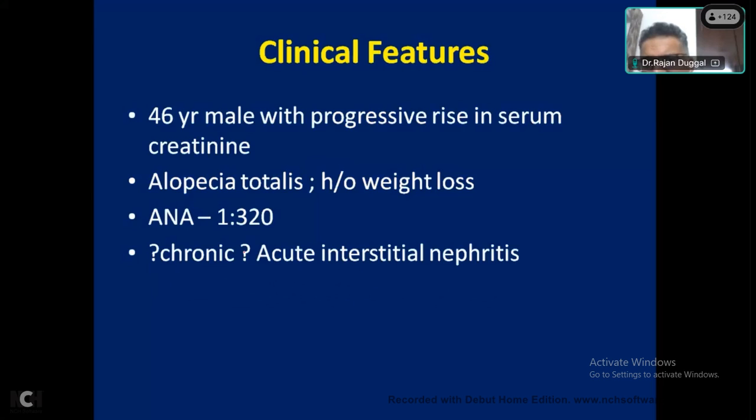So this is a 46-year-old male with progressive rise in serum creatinine, alopecia totalis, history of weight loss, ANA is 1:320. Very chronic, very acute interstitial nephritis. With this kind of clinical picture, what do you expect that this patient can have? There is a progressive rise in serum creatinine that indicates tubular pathology, and there is also hair loss and weight loss along with ANA positive, and that indicates towards autoimmune disease.